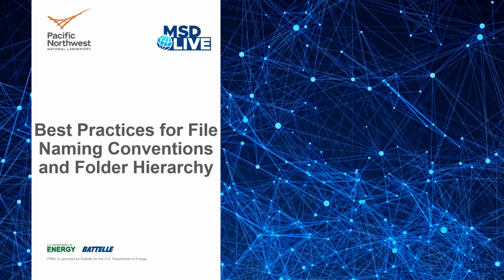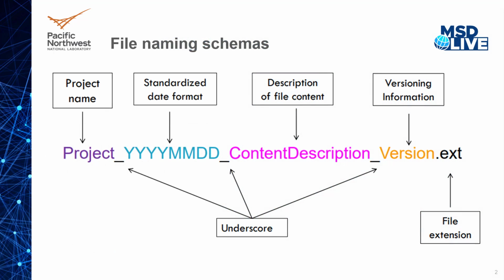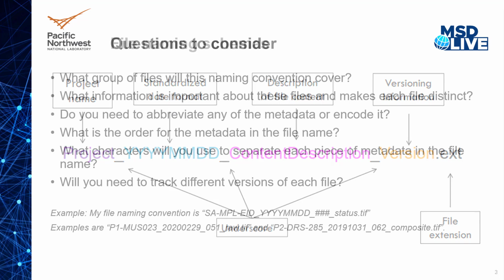Let's start with file naming schemas. A file naming schema, or convention, is a framework for naming your files in a way that describes what they contain and how they relate to other files. The following questions we're going to walk through will help you consider what information you might need to include in such a schema. Ideally, you would ask yourself each question and write down your answer. Best practice is to create a file naming schema before you have generated or collected any data.